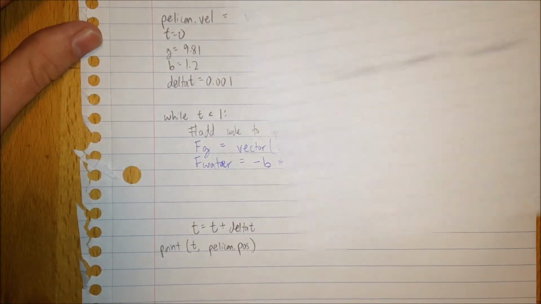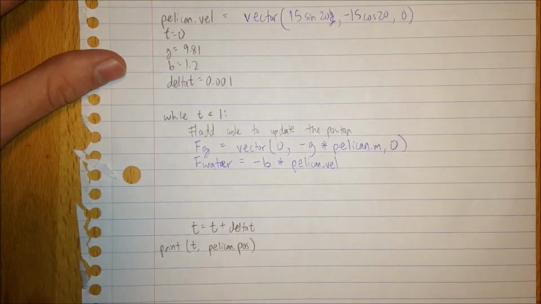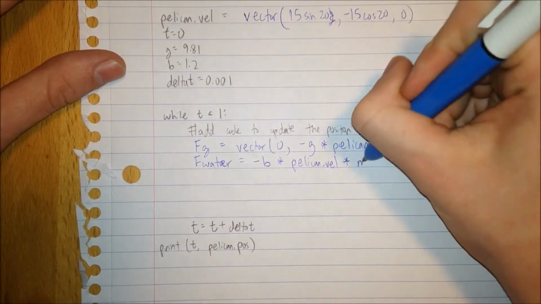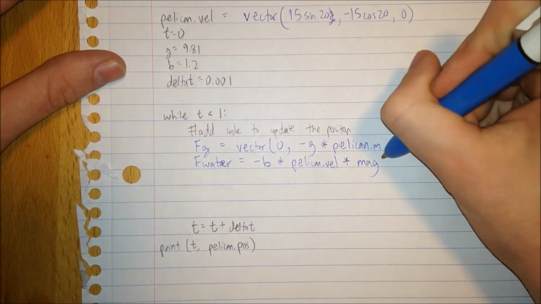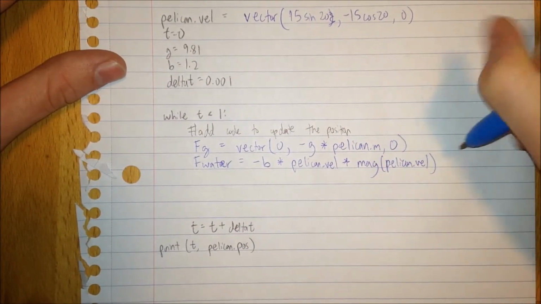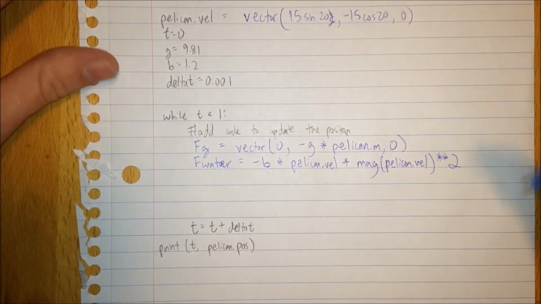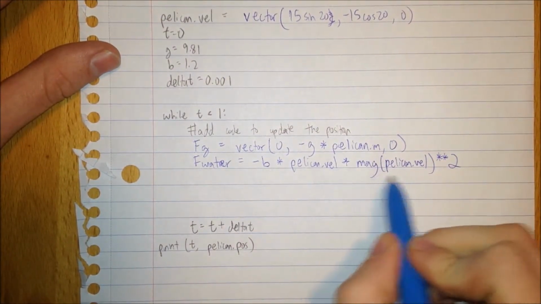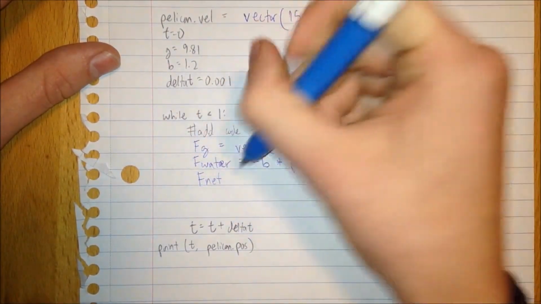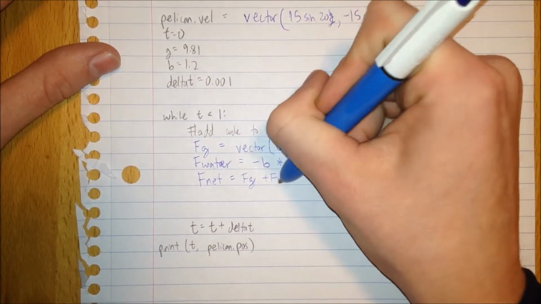and the problem told us that the drag force was proportional to the speed cubed. So the velocity, we're going to multiply by its magnitude, and we're going to square that. Now the syntax is getting confusing, so you really have to pay attention. Then the net force is just equal to the sum of all the forces acting upon it, so F of g plus F of water.